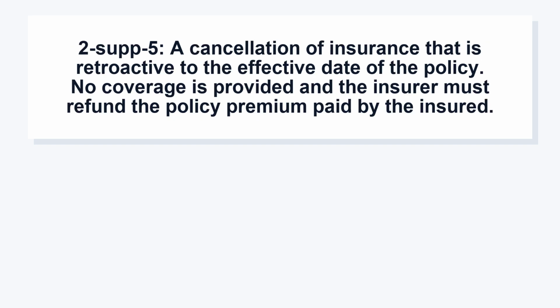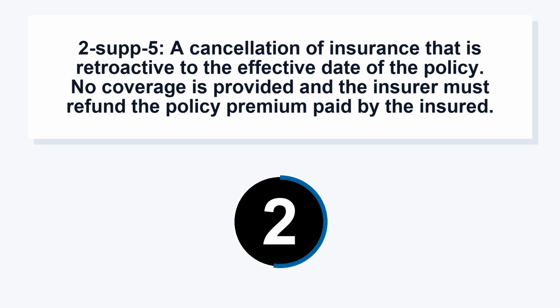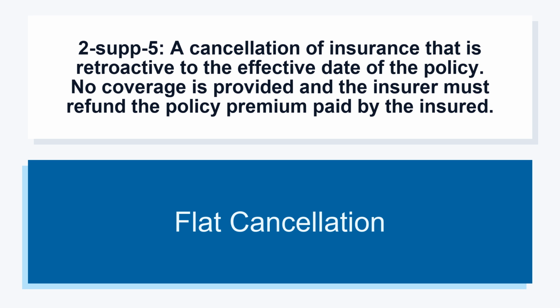2 Sup 5: A cancellation of insurance that is retroactive to the effective date of the policy. No coverage is provided and the insurer must refund the policy premium paid by the insured. Flat cancellation.